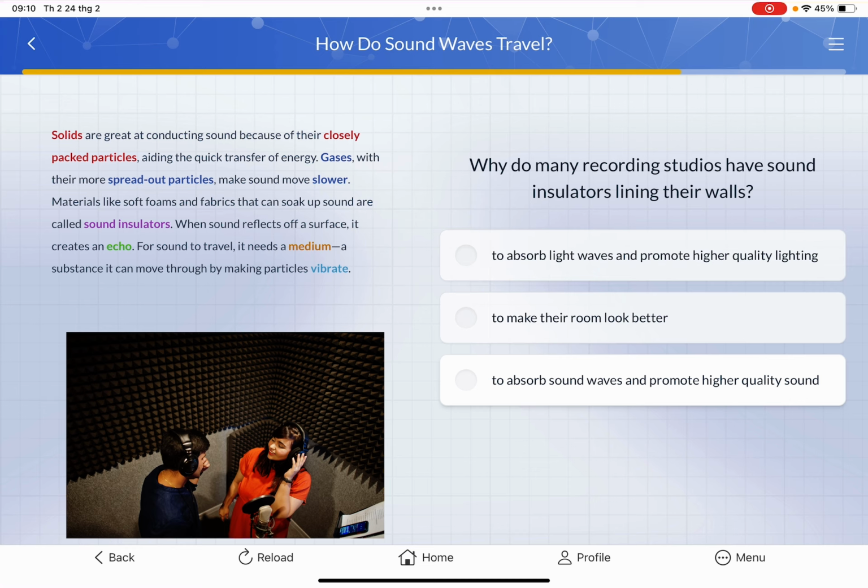Around us there is gas, right? Oxygen, carbon dioxide. So materials like soft foams and fabrics that can soak up sound are called sound insulators. When sound reflects off a surface, it creates an echo. For sound to travel, it needs a medium, a substance it can move through by making particles vibrate. So it's easier to travel through a solid. It reflects right off.